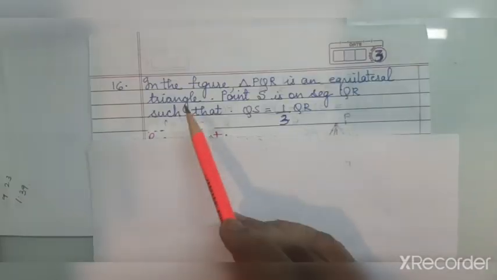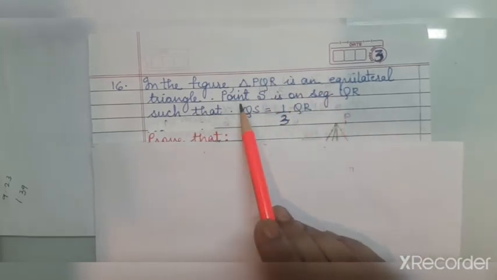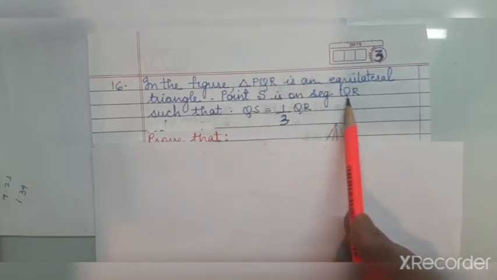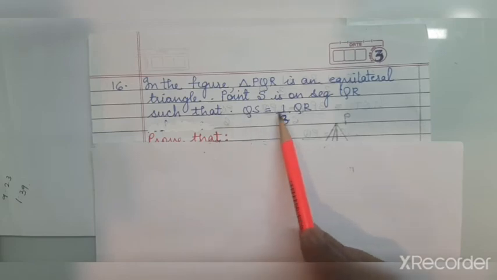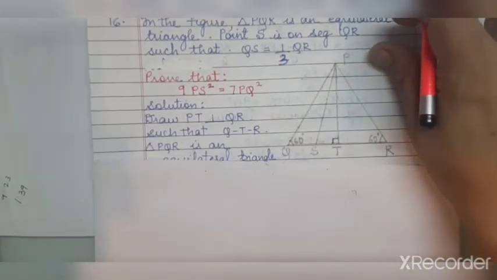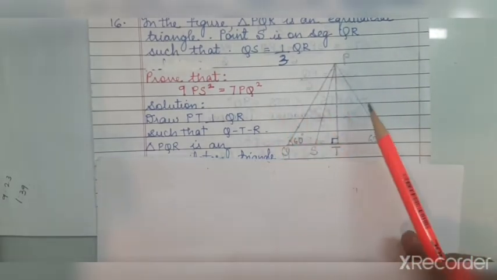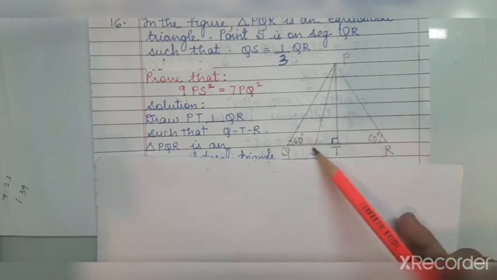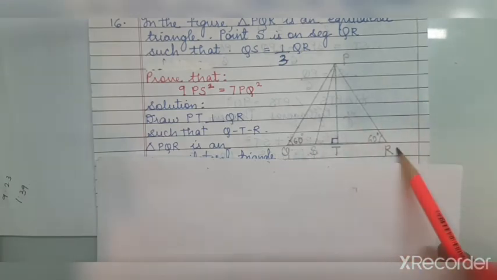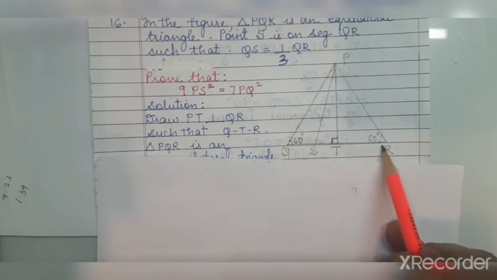Sum number 16. In the figure, triangle PQR is an equilateral triangle. Point S is on segment QR such that QS is equal to 1/3 of QR. In this case, the figure is given. So they have given triangle PQR and they have given that point S is on QR such that QS is 1/3 of QR.